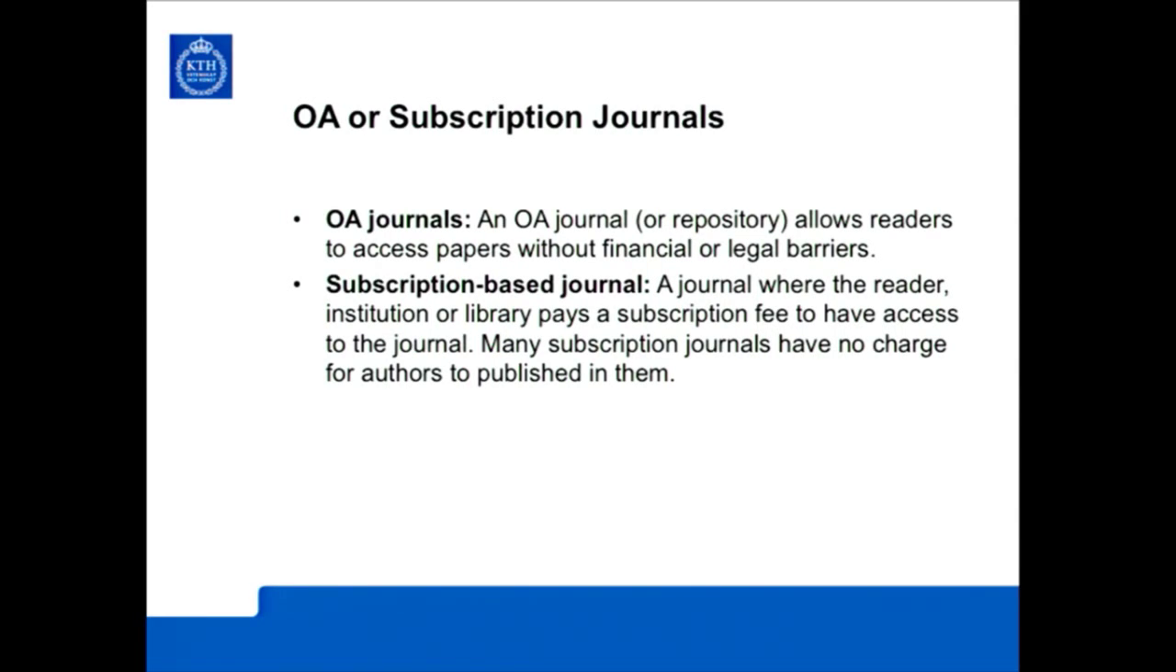So we heard about articles being published open access. In journals, they are basically divided into two different categories. We have the OA, or open access journals, where the readers can access the papers without any financial or legal barriers. And then we have subscription-based journals. This is a journal where the reader or an institution or a library pays a subscription fee, and then you get access to that journal. And many of these subscription journals don't have any charge for authors to publish in them, but this is different in different fields.